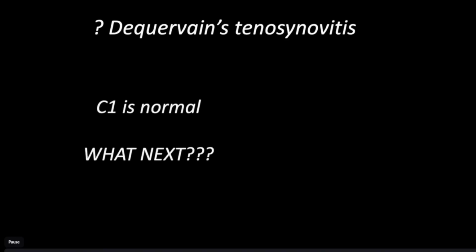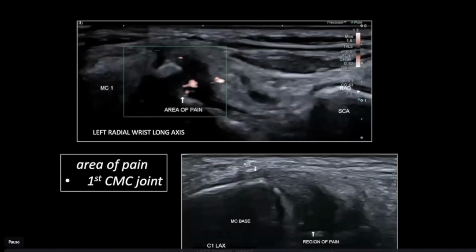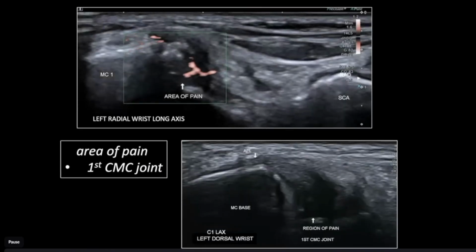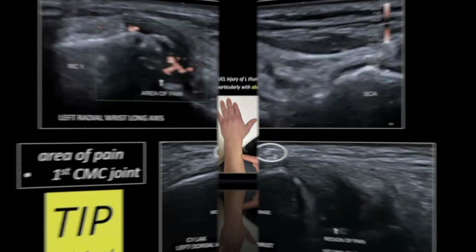This was a case of query de Quervain's tenosynovitis, and compartment 1 was normal. So then what? What you want to do is ask the patient to point. In this case, this was the CMC joint that was affected. She had degenerative changes, and that's where her pain was. And I want to remind you that the CMC joint is located deep to compartment 1.